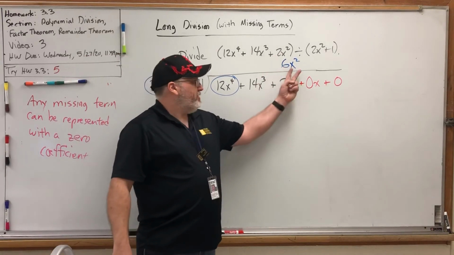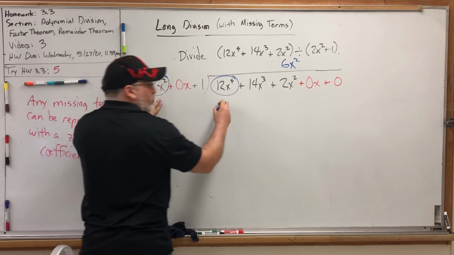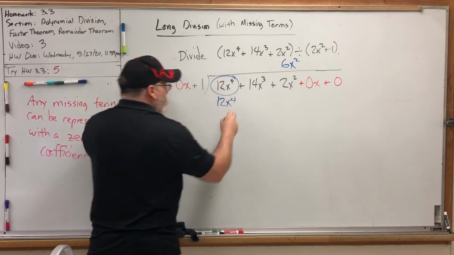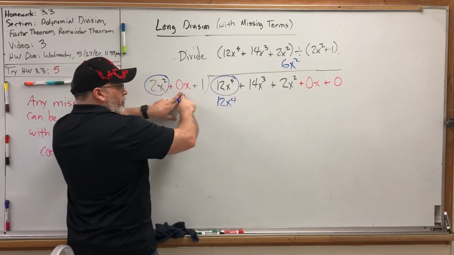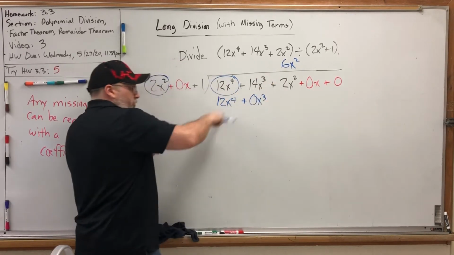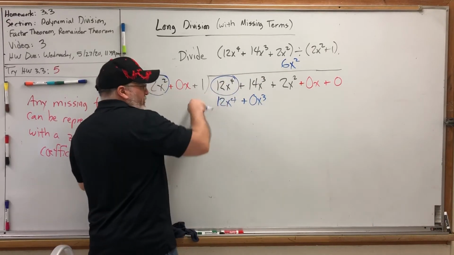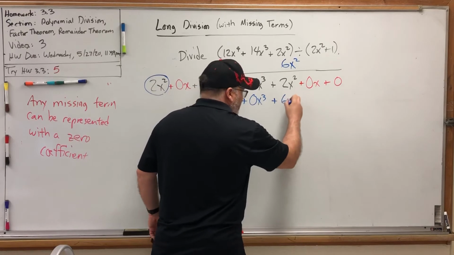Now we multiply 6x squared times all of this. 6x squared times 2x squared is 12x to the fourth. 6x squared times 0x is 0x cubed. 6 times 0 is 0, x squared times x is x cubed. And 6x squared times positive 1 is positive 6x squared.